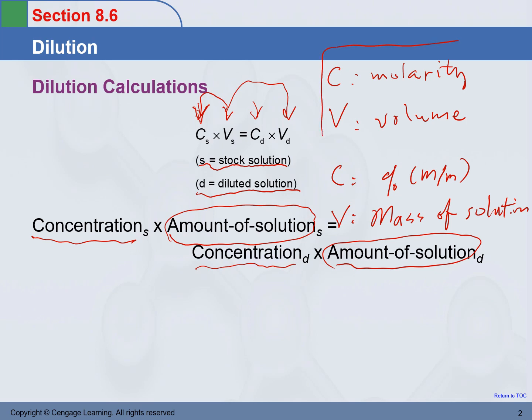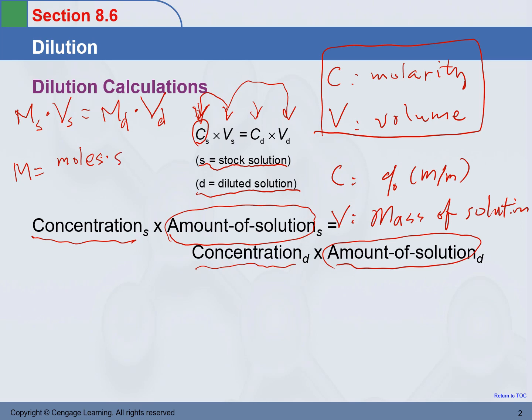Let's say molarity. What's going on? If we use capital M to represent the concentration molarity now, the formula becomes molarity of the stock solution times the volume of stock solution equals the molarity of the diluted solution multiplied by the volume of the diluted solution. Why is it equal? So remember the definition of molarity. Molarity equals moles of solute divided by liter volume of solution. Volume in liters.